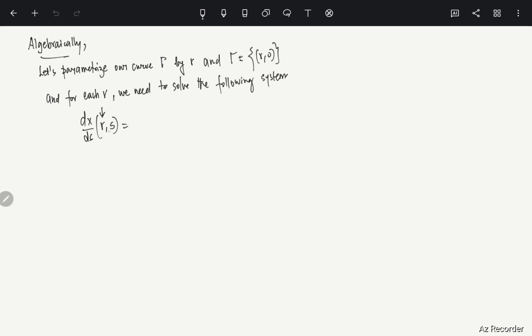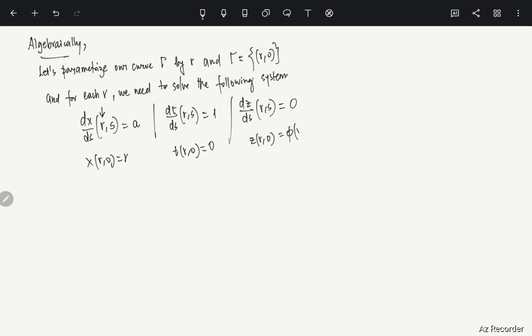See, for a fixed R, this is a function of S, so dx by ds at the point S is nothing but a, and similarly dt by ds as a function of R of S is going to be 1, and then similarly dz by ds as a function of R of S is going to be 0. What is the initial data? The initial data is x at the point R0 equals R, t at the point R0 equals 0, z at the point R0 equals phi of R.